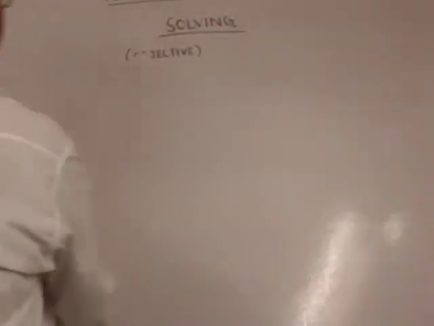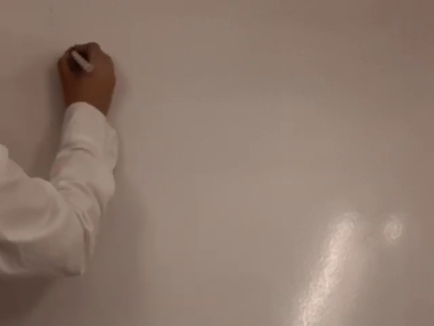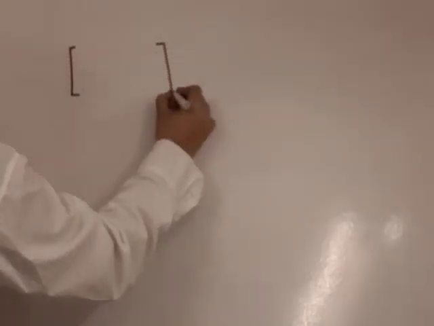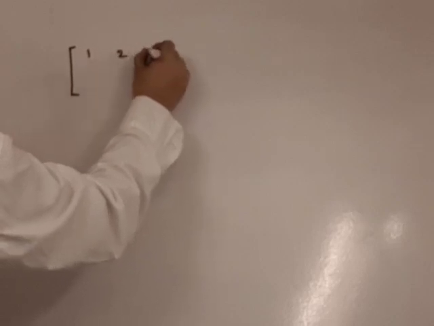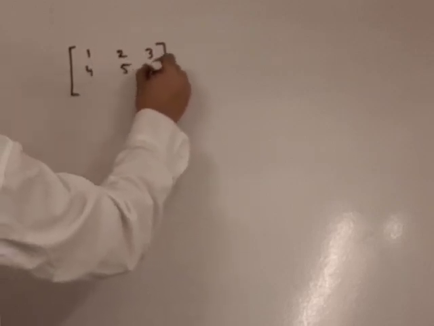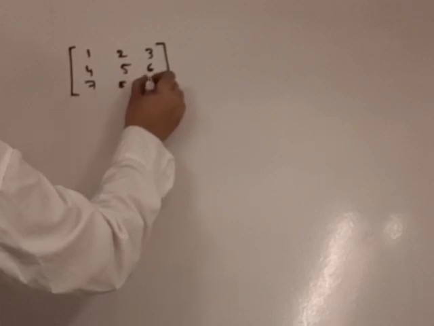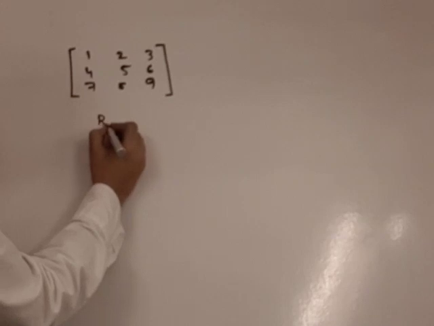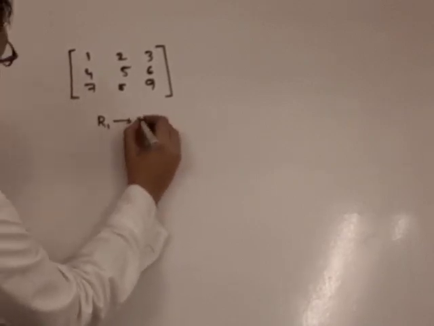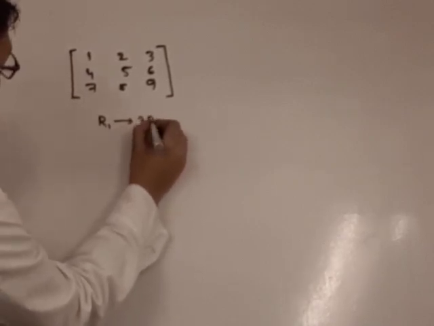You have seen that there is a term here which is known as the row operation. So what is row operation? A row operation is an operation on a matrix. Suppose I have a matrix like this, say 1, 2, 3, 4, 5, 6, 7, 8, 9. And I apply a row operation on row R1, I increase it 3 times R1.